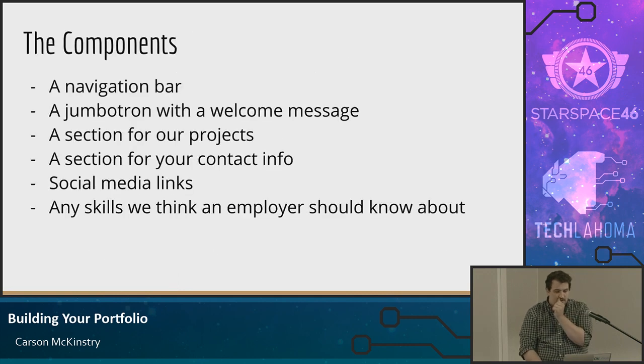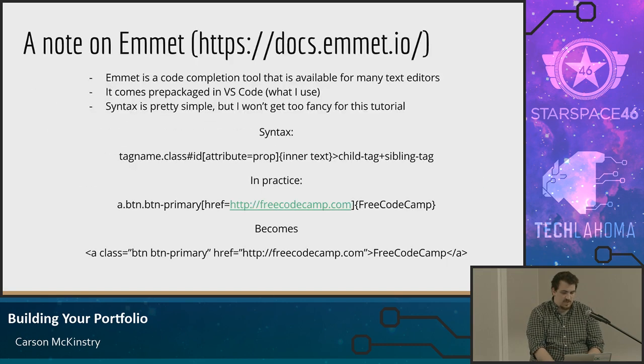So these are our components. A couple weeks ago, Daniel talked to everyone about some of the components we're going to have on a portfolio site. You need a navigation bar, you might want a Jumbotron with a welcome message, a section for your projects, a section for your contact info, a section for any skills you want to say, these are the things that I work with, as well as any social media links you want.